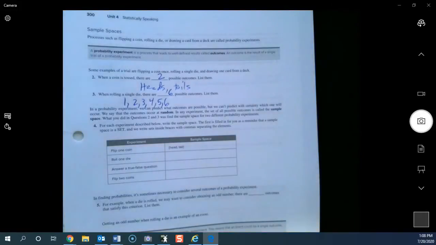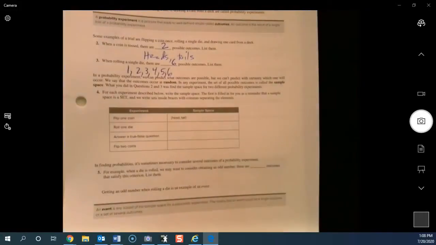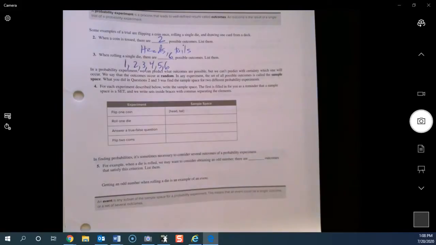Now we go to problem number 4. But let's read the directions first. It says, in a probability experiment, we can predict what outcomes are possible, but we can't predict with certainty which one will occur. We say that the outcomes occur at random. In any experiment, the set of all possible outcomes is called the sample space. What you did in question 2 and 3 was find the sample space for 2 different probability experiments. Number 4.